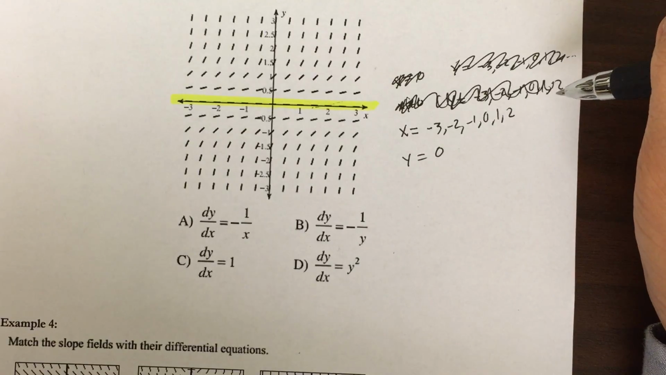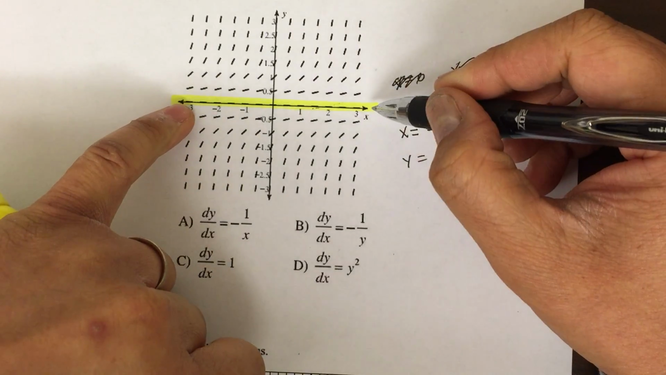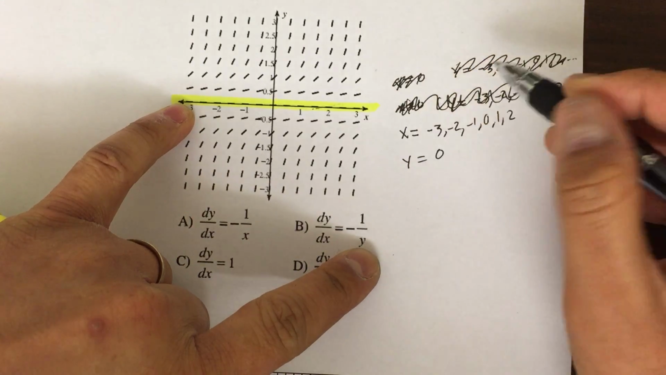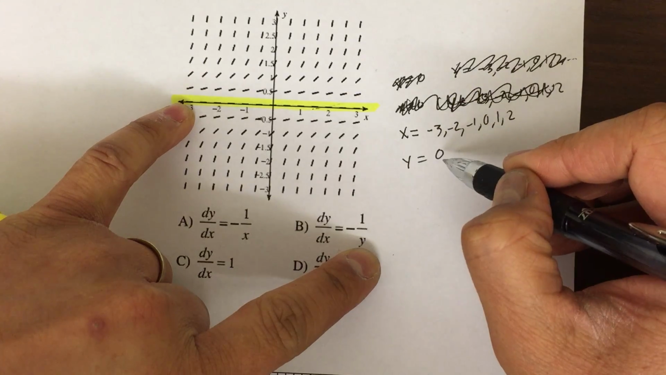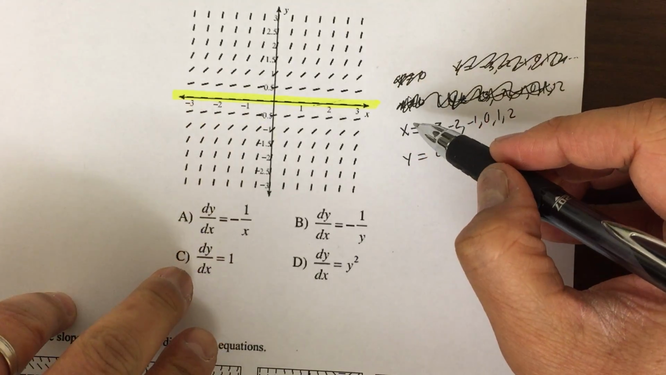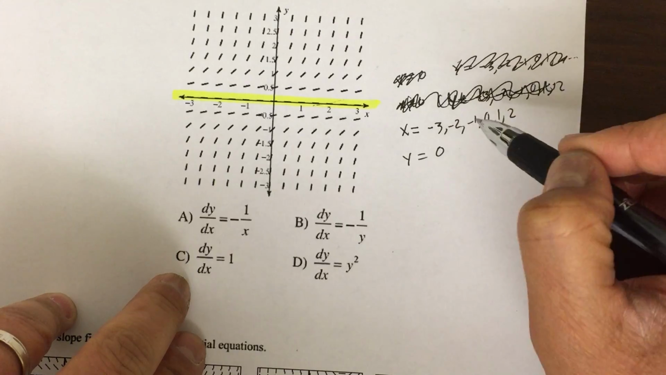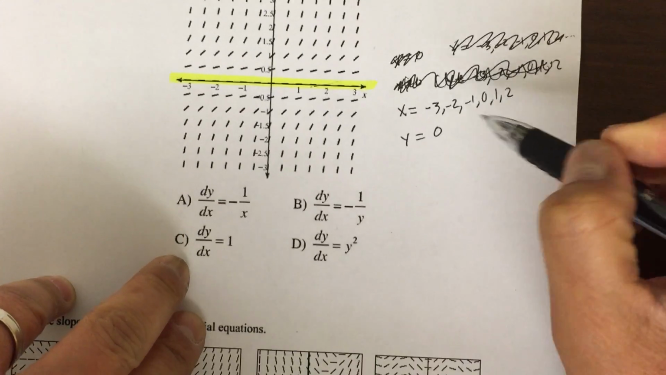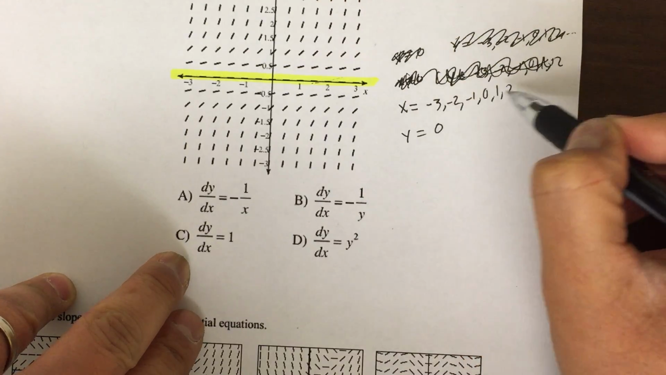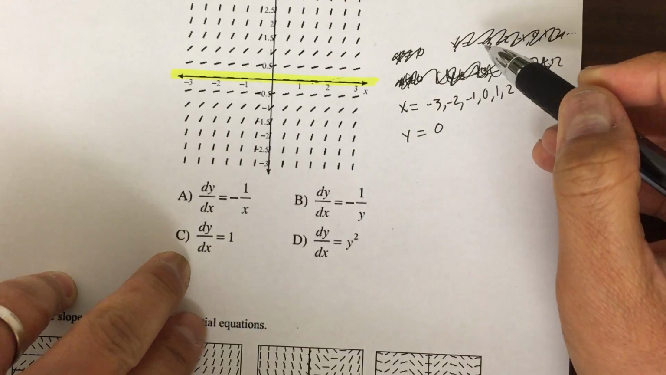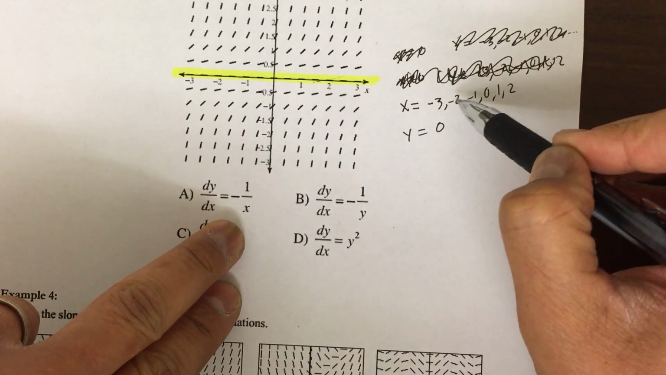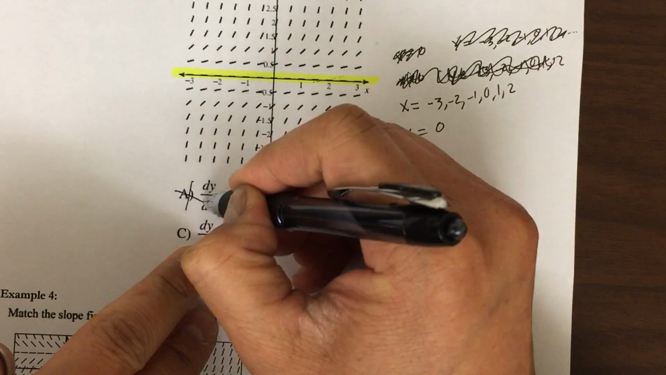Now another thing that I want you to know is every point on the x-axis has y equals 0. Okay, and x can change, but y equals 0. And so every point on the x-axis has this characteristic, and also the slopes are 0. So which of these has slope equal to 0 when y equals 0? Well, it can't be the first one because this slope will change depending on what x is, right? So it can't be A, okay?